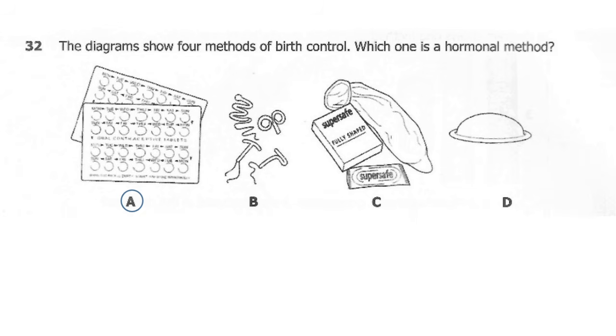So we had B, which is the IUD, it's a barrier method. C, condoms, also a barrier method. D is the Dutch cap, which is also another barrier method. So here the hormonal method is the contraceptive pills. Excellent work, chat.